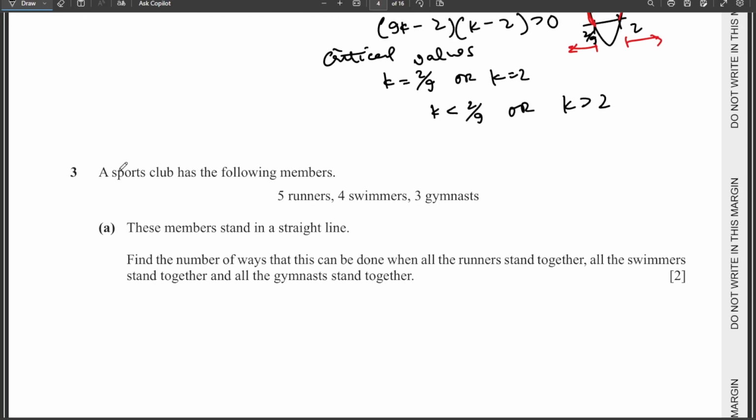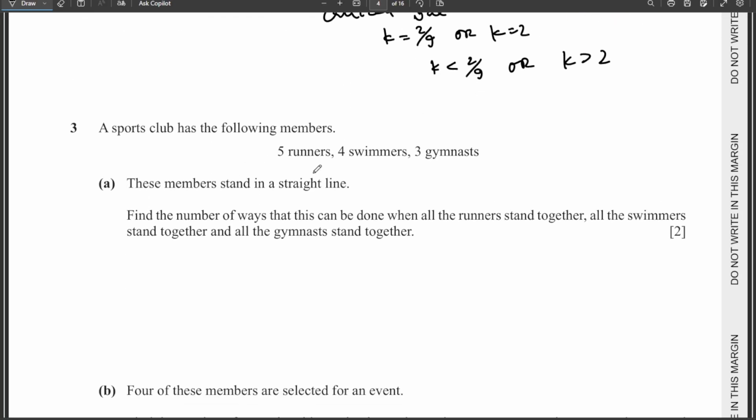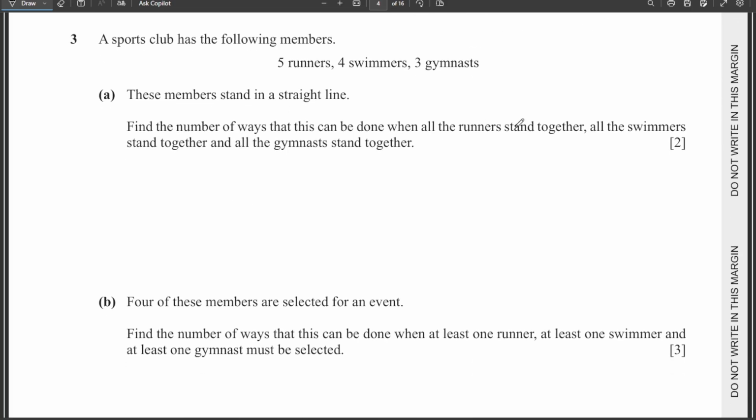Moving on, a sports club has the following members: 5 runners, 4 swimmers, and 3 gymnasts. They stand in a straight line. If all the swimmers stand together, all the gymnasts stand together, and all the runners stand together, how do we arrange it? So let's say they all stand together. Let's say this is the runners, swimmers, and gymnasts.